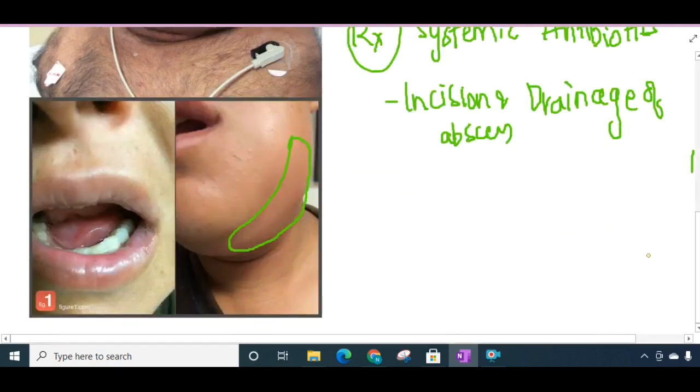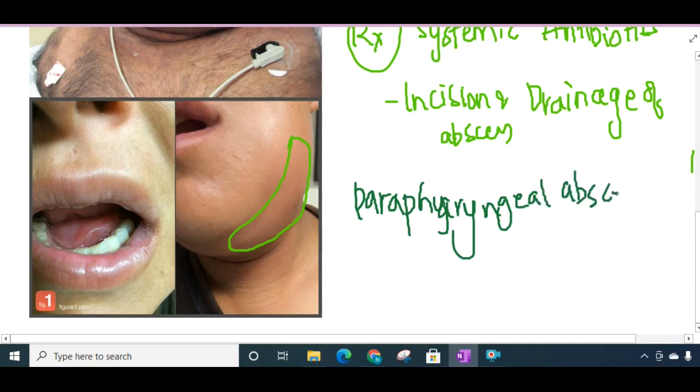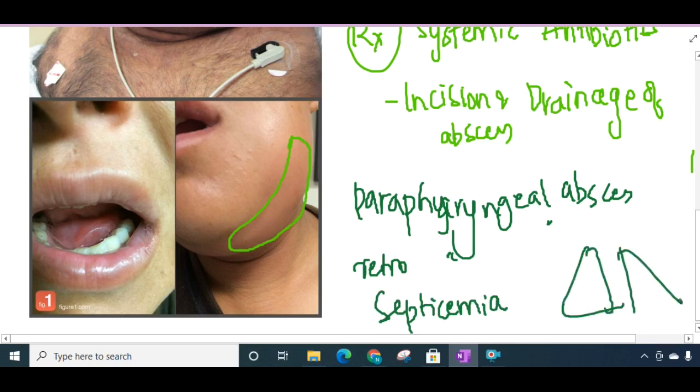Then what are the complications? Sometimes this infection can spread into other areas, like it can spread into the parapharynx resulting in parapharyngeal abscess. It can also spread to the retropharyngeal space resulting in retropharyngeal abscess. Sometimes the infection can go through the blood to different places of the body causing septicemia, or sometimes it can even go to the lungs causing aspiration pneumonia.